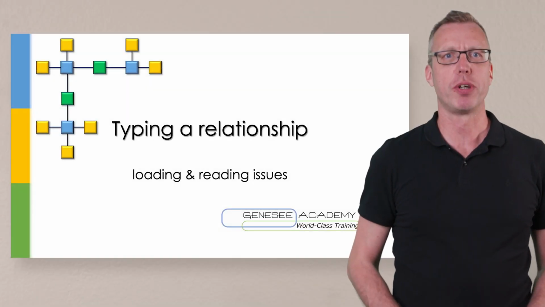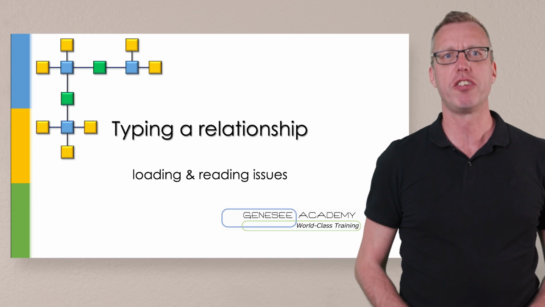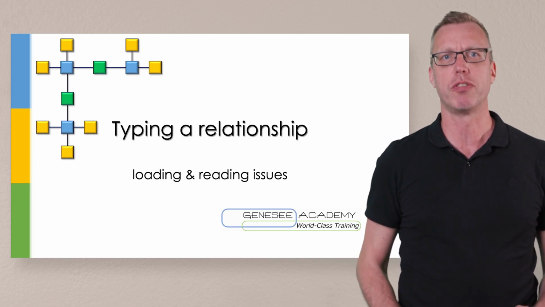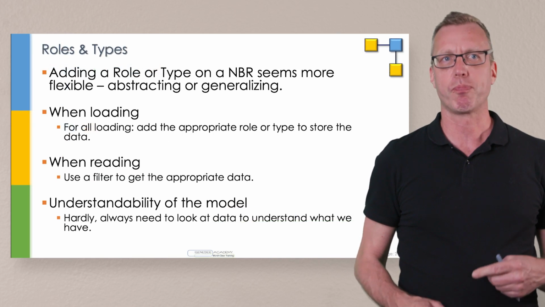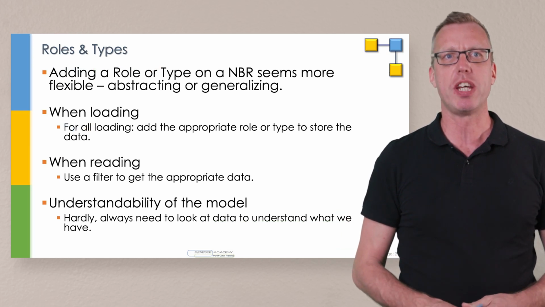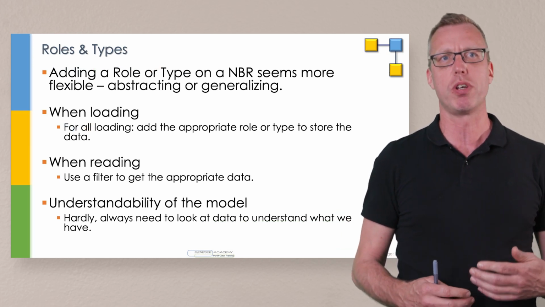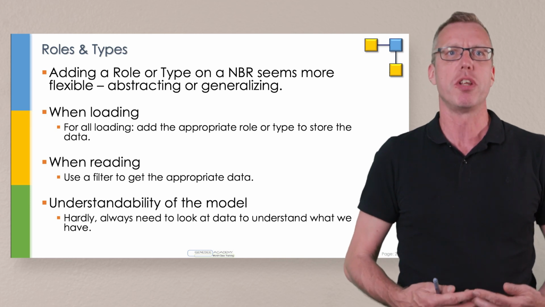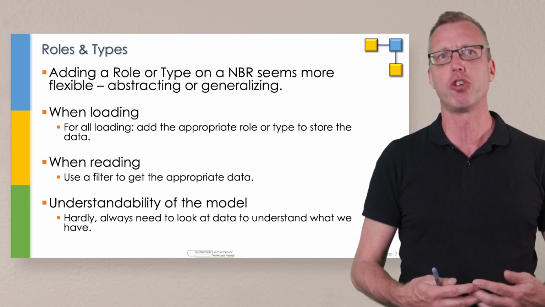Greetings! Today in this topic we're going to talk about typing a relationship and the loading and reading issues of a relationship. When you're looking at a relationship, if you're adding a role or a type, it seems to be more flexible, but in the end it is not. It's kind of an abstraction or generalizing.